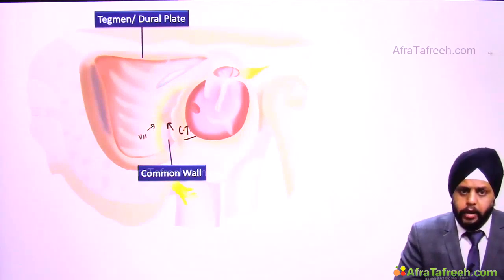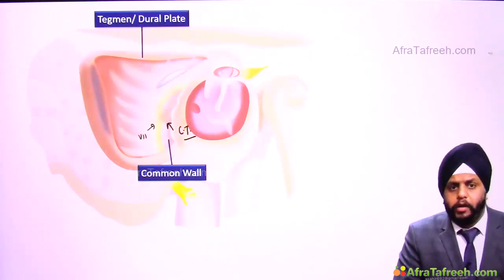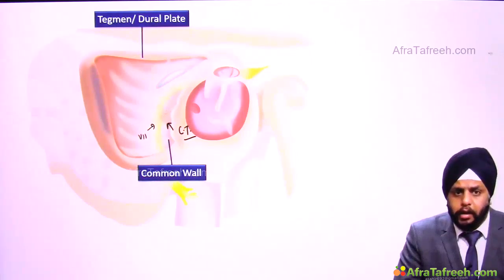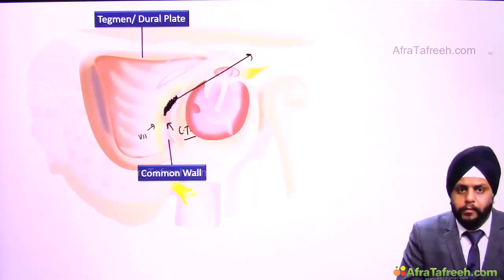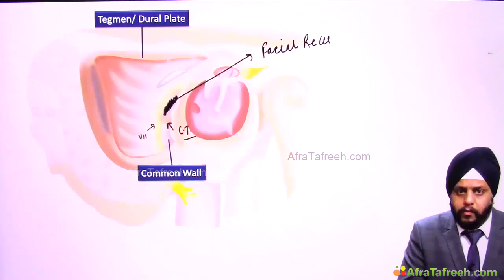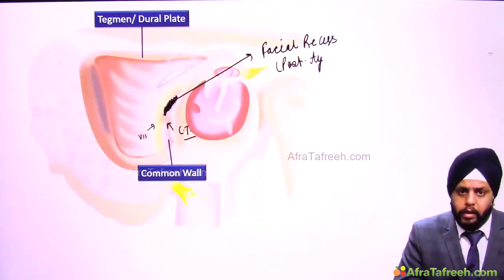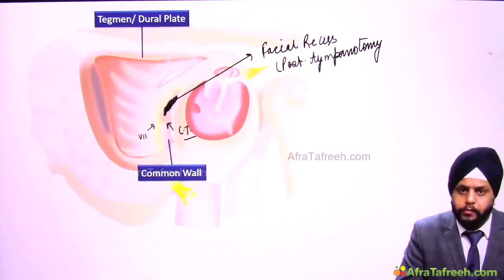Okay? Look carefully. Lateral to the facial nerve, above the chordo-facial angle, we have a space over here. That space is known as facial recess. What do we do over here? We enter from this place to the middle ear. So it is known as posterior tympanotomy.